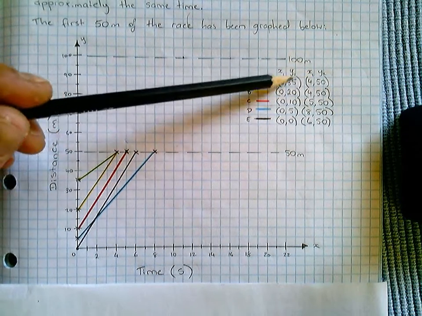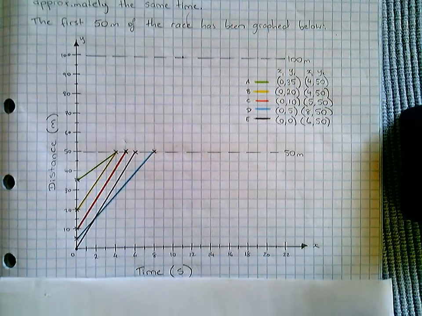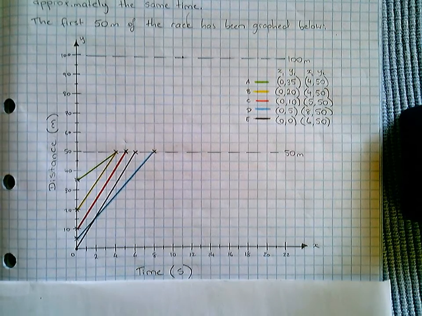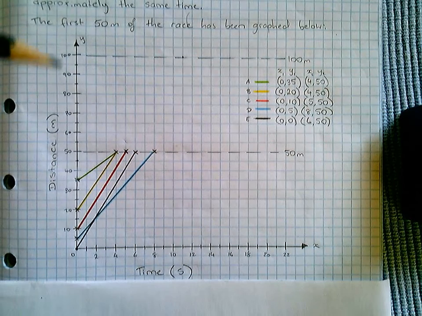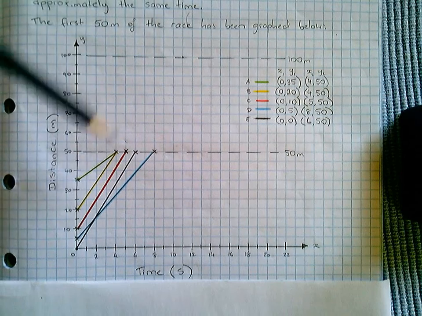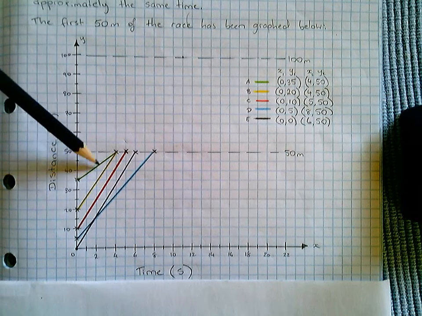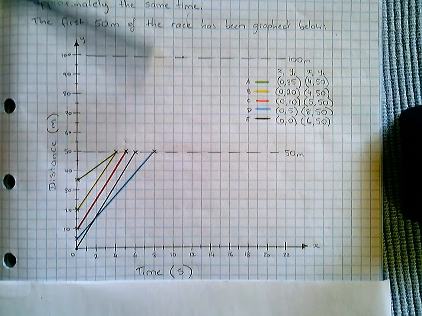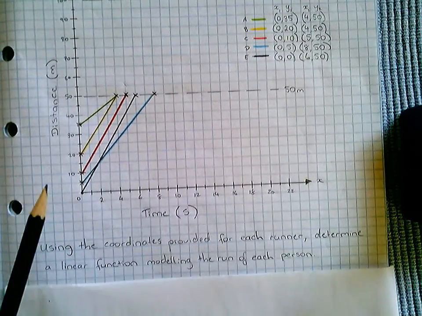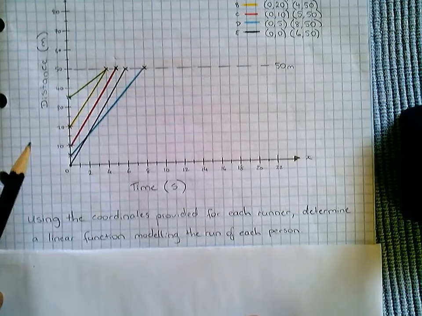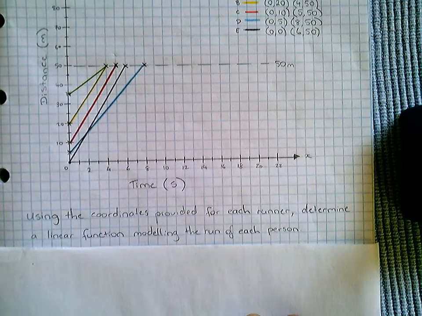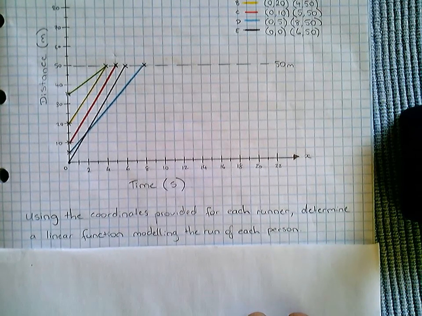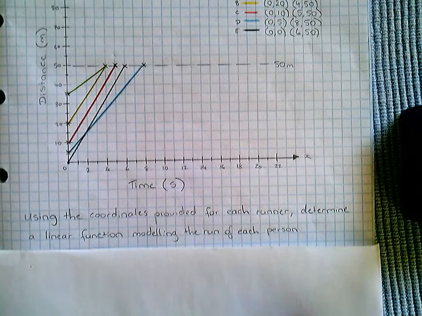We're actually given 2 coordinates for each runner, and that's quite important because we need 2 coordinates in order to establish an equation or a function which will model each runner for the duration of the 100-metre leg. So using the coordinates provided for each runner, determine a linear function modelling the run for each person.